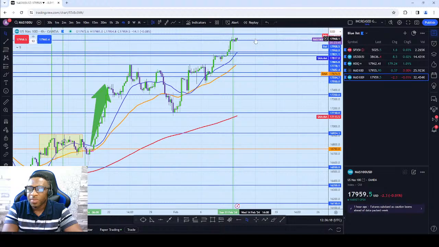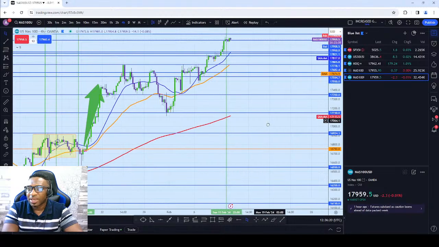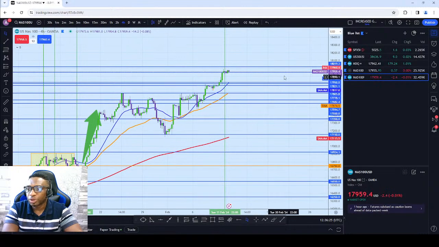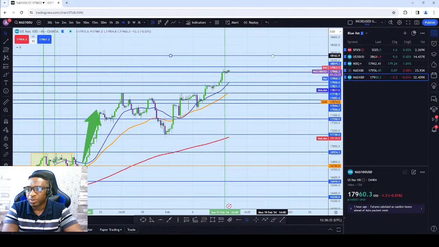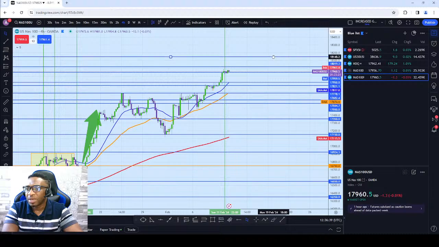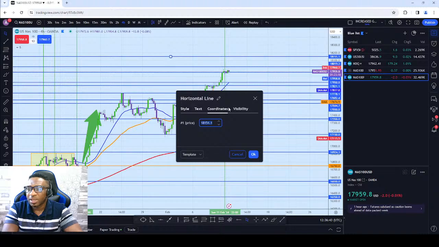17,950. So from here, our next target, we anticipate it could go. So from 17,950, the next target we could anticipate price to go to is the 18,150 key level.